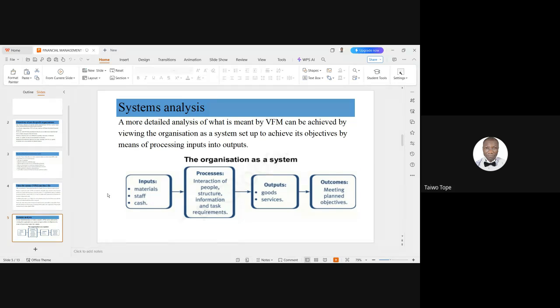Also, talking about efficiency, efficiency is using your resources in a way that maximizes output. You are using your time judiciously to get the best out of it. For example, producing more services or products using the same amount of inputs. Now, there is what we call the learning curve in performance management. The more you keep doing a thing, the less time you should use.